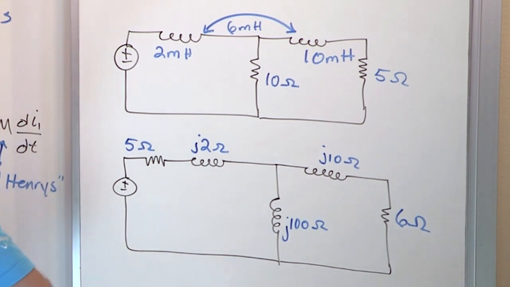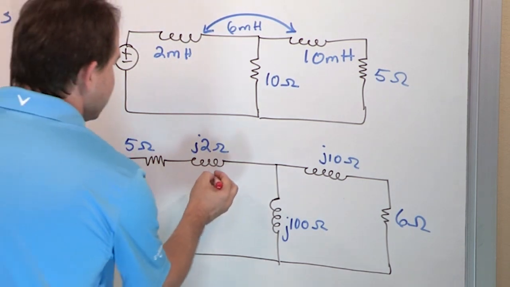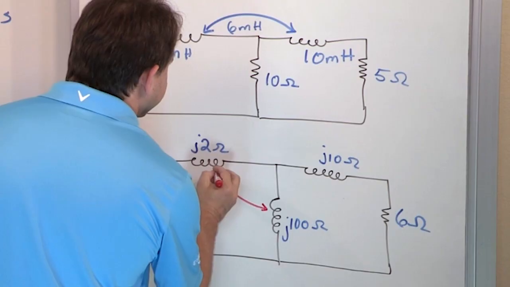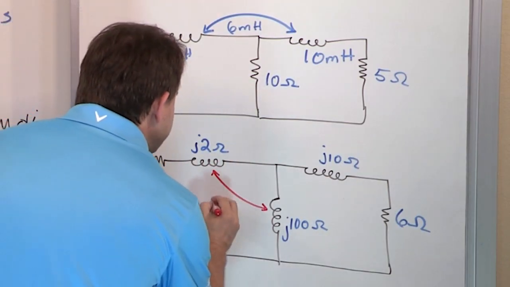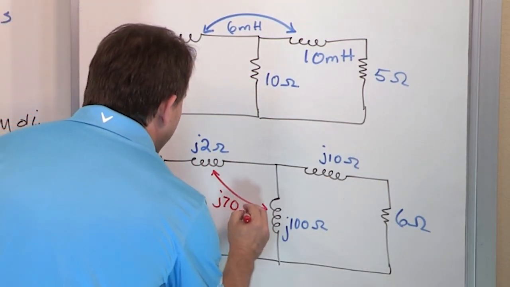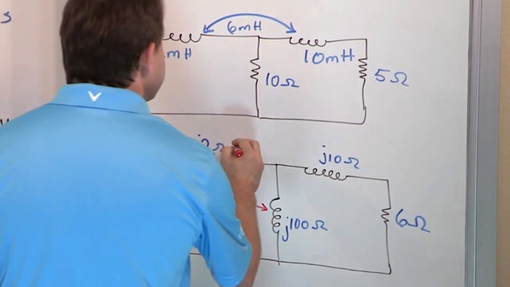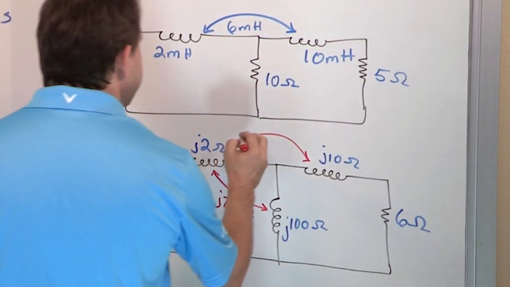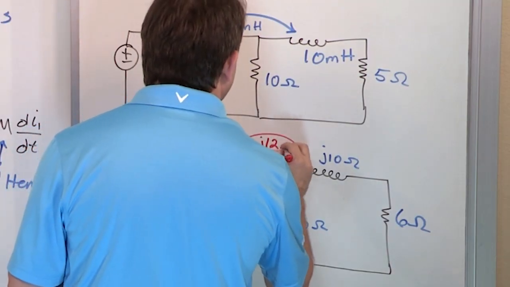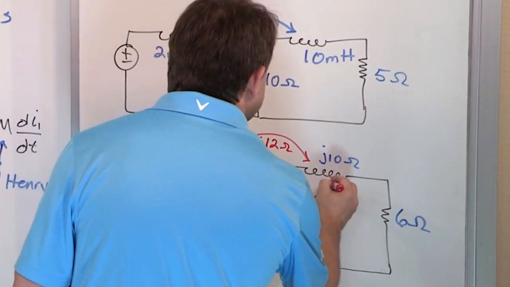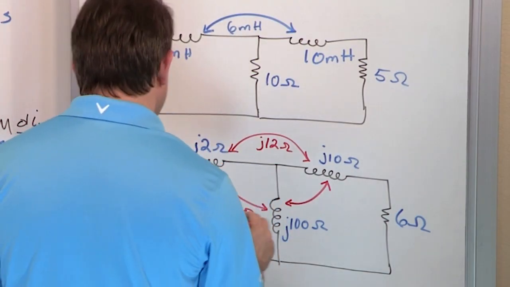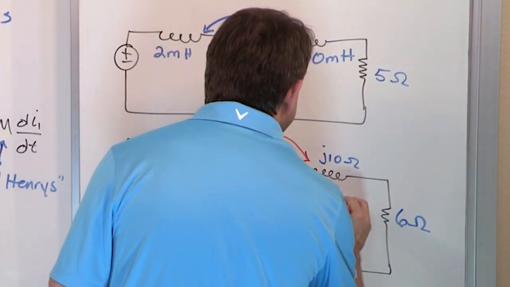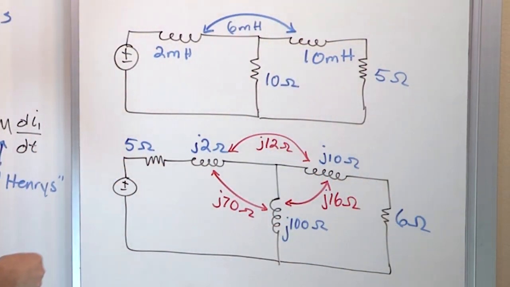But then you might see something crazy like this. You might see an arrow between this, and that mutual inductance is j70 ohms, right? And then you might see an arrow between this one all the way over to the other coil, physically far away, and they might say j12 ohms. And then you might see a mutual inductance between this coil and this coil of j16 ohms. I'm making the numbers up, but you get the point.